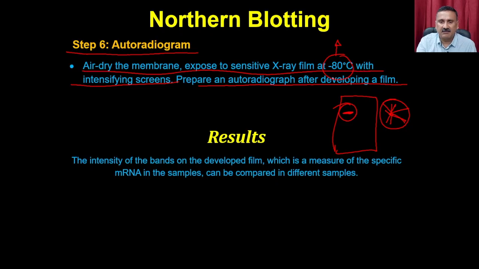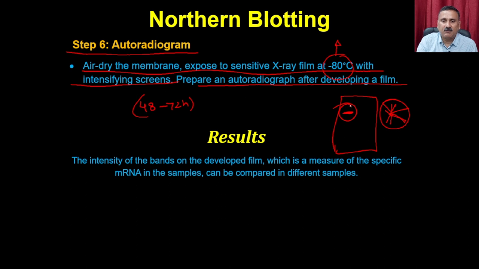So, just to reduce the activity, that is why we do this with 48 hours or 72 hours exposure, because you are increasing the exposure time, but you are reducing the activity of those beta particle emitting atoms, so that the band that you see will be very, very sharp.